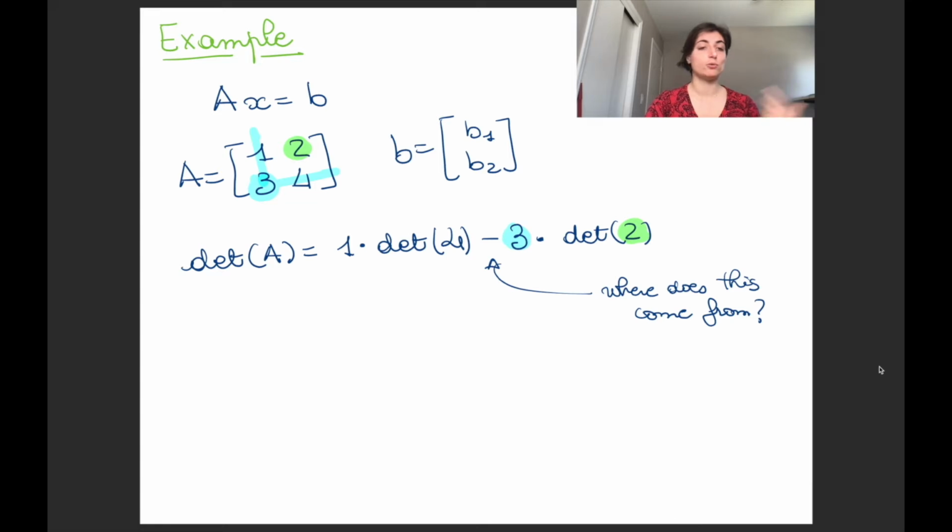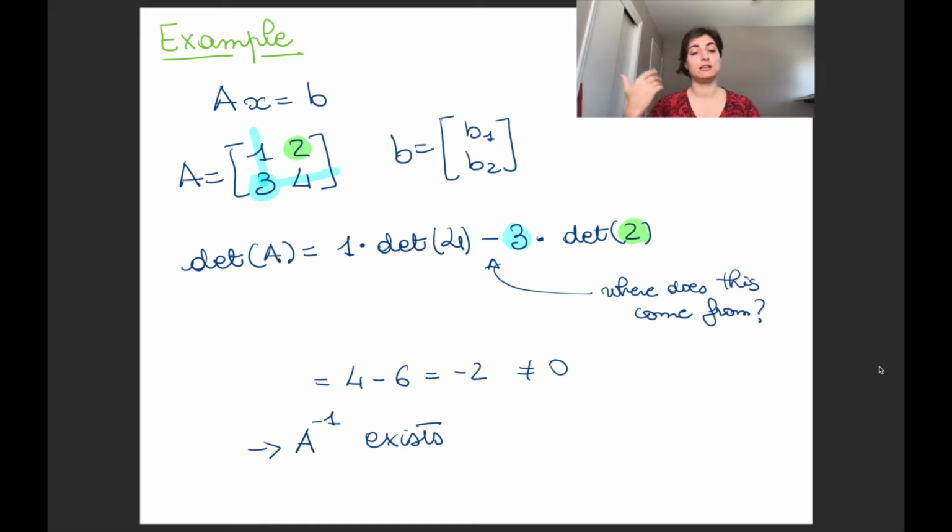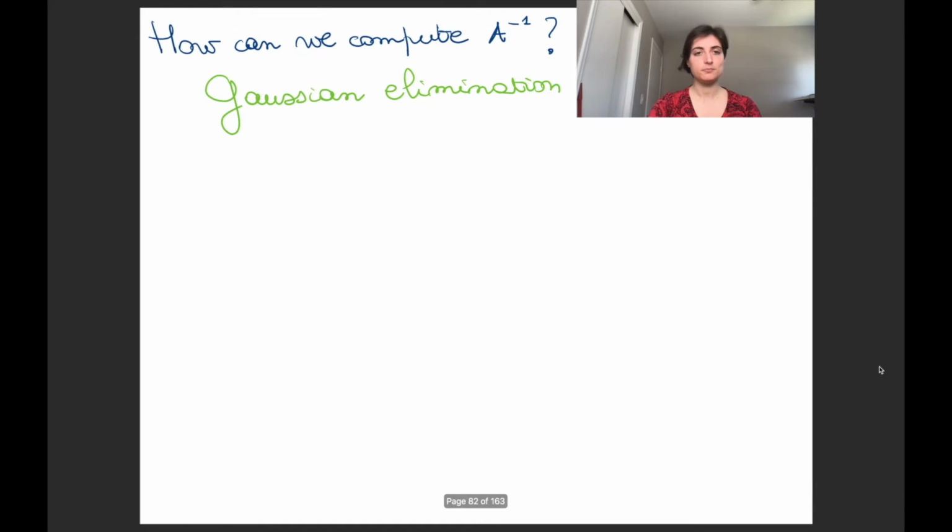The determinant of 4 is 4, the determinant of 2 is 2, so here we can compute it. The determinant of A is minus 2. The only thing we want is for it to be not equal to 0. So we don't care if it's positive or negative, it's minus 2. So A inverse exists. How can we compute A inverse?